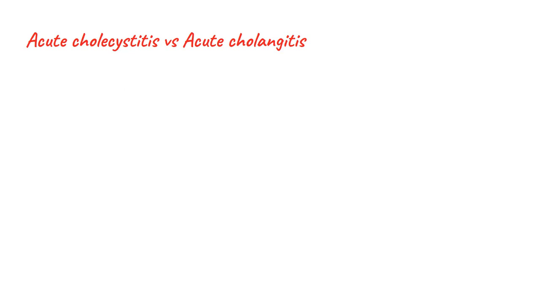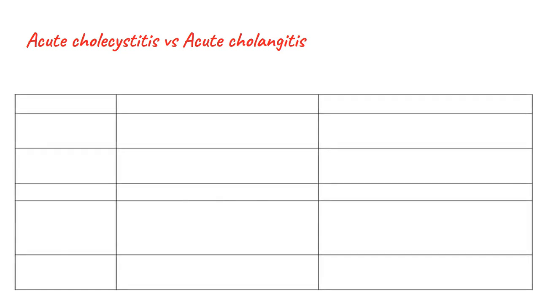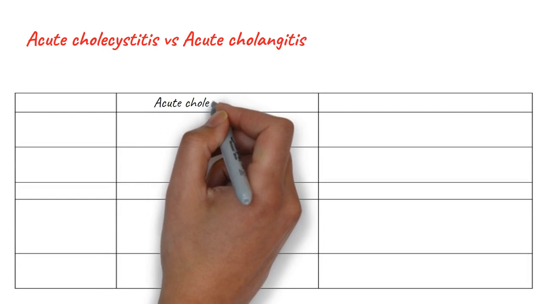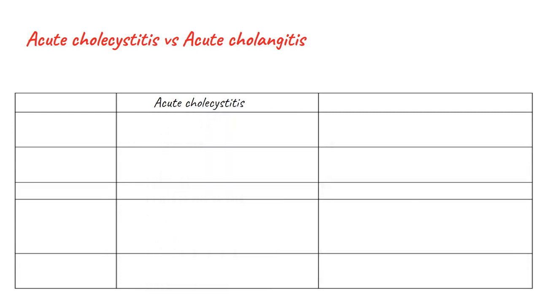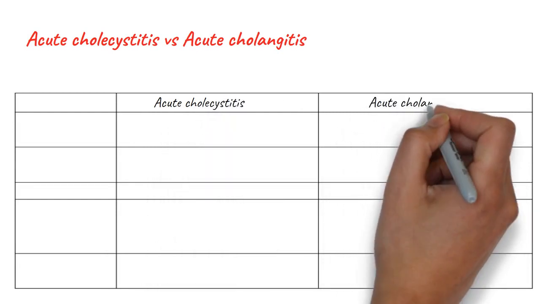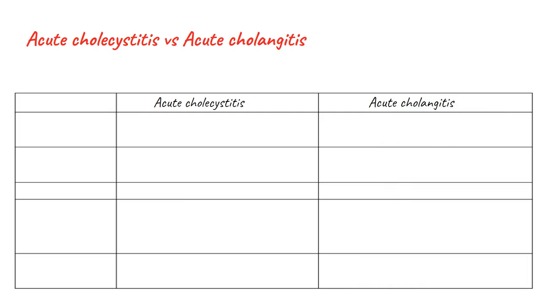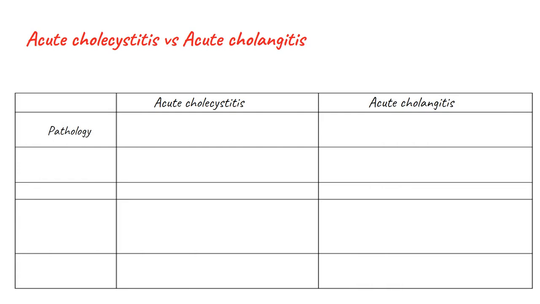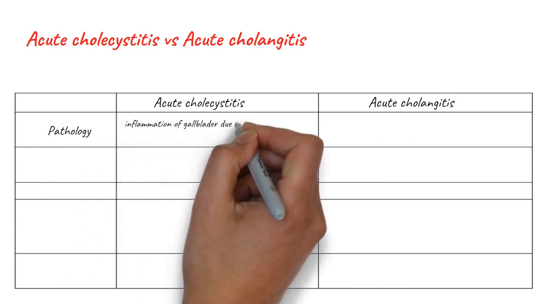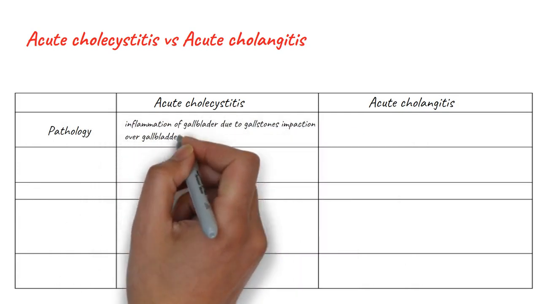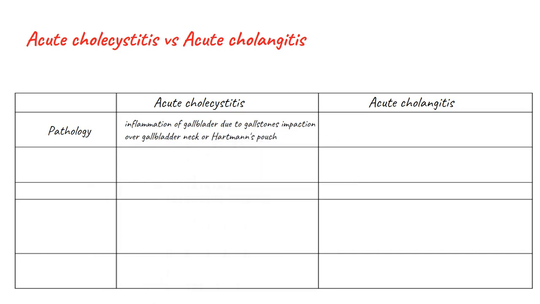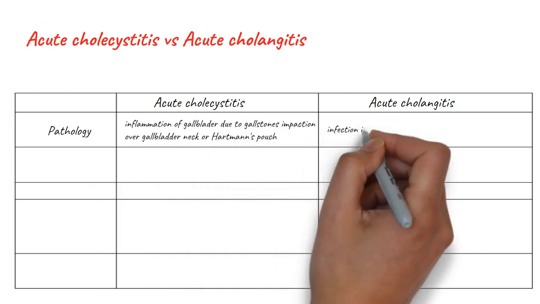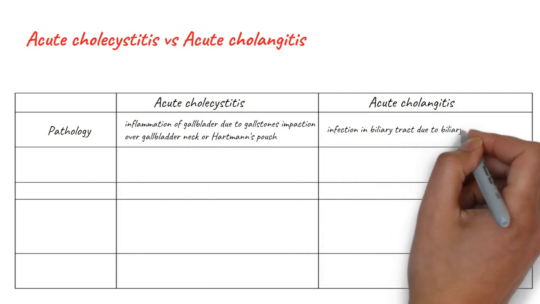To note the difference between the two, we have to first understand the pathology of both disease entities, and from that we can understand the difference in presentation, subsequent workup and management. First, about the pathology. Acute cholecystitis is defined as inflammation of the gallbladder due to gallstone infections over the gallbladder neck or Hartmann's pouch. While acute cholangitis is an infection in the biliary tract due to biliary obstruction.